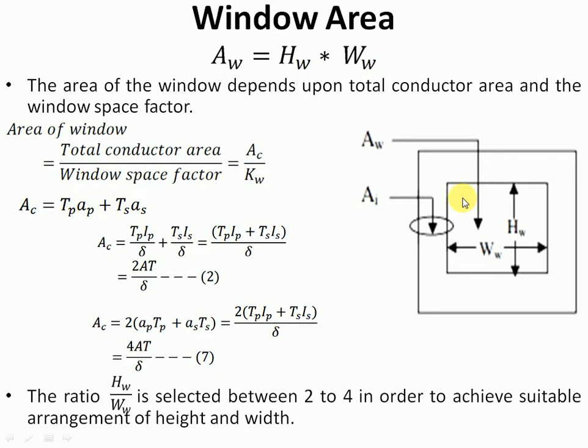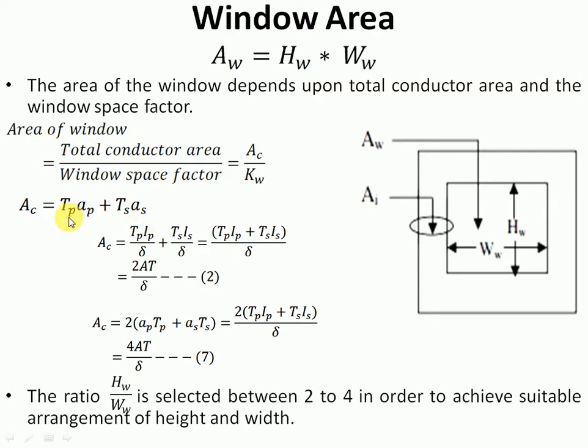In the case of a single phase core type transformer, both the primary winding and secondary winding are wound over the two limbs of the transformer. This is actually one limb and this is actually the other limb. Or we can say both the primary winding and secondary winding are wound over the cores. This is one core and this is the other core. Both are wound over the cores of the transformer. Therefore, the copper area which is present in this window can be written as TP AP plus TS AS.